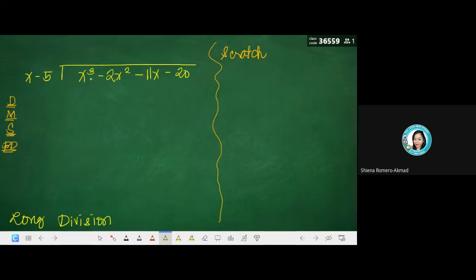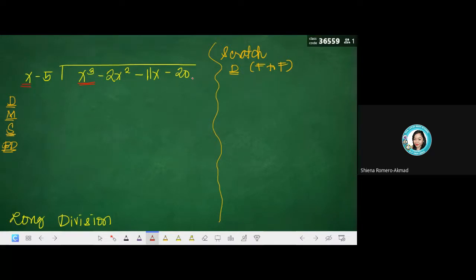So we have x cubed minus 2x squared minus 11x minus 20. So ano po yung dapat tandaan? If you divide, sa dividing, it should be F to F. Ano ibig sabihin ng F to F? That should be first to first. So ibig sabihin, first term nito at first term nito.